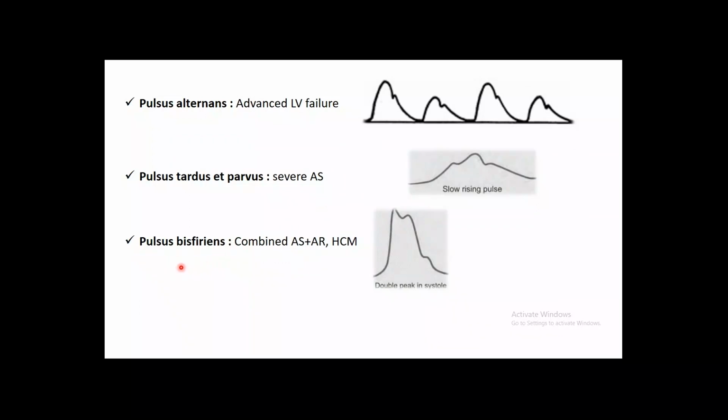The third abnormality is pulsus bisferiens. That means that we have two peaks of pulse during systole. This is caused by interruption of systolic flow by obstruction, which might be a fixed obstruction, like in a patient with aortic stenosis, or a patient with hypertrophic cardiomyopathy who has dynamic obstruction at the mid systole, when the muscle of the septum meets the outflow tract of the heart.